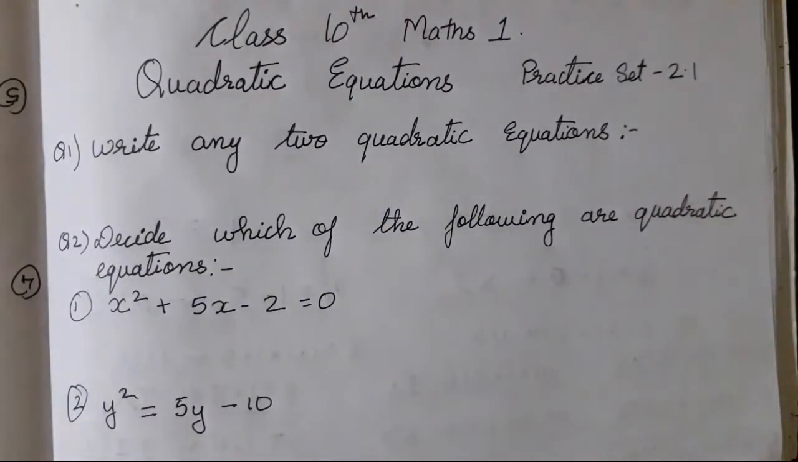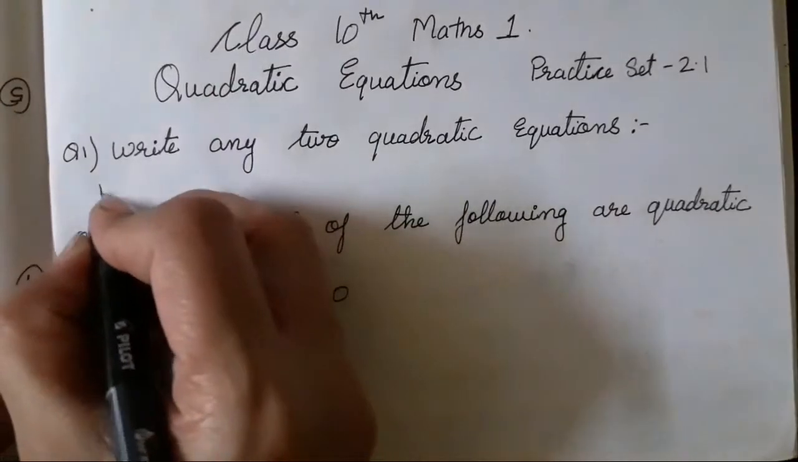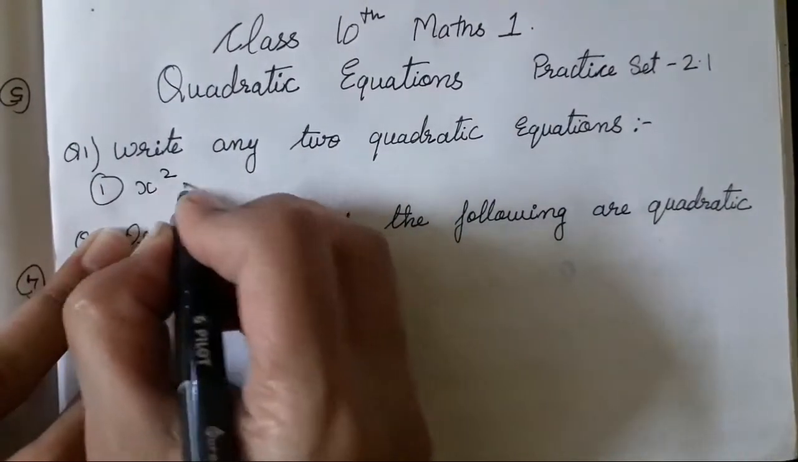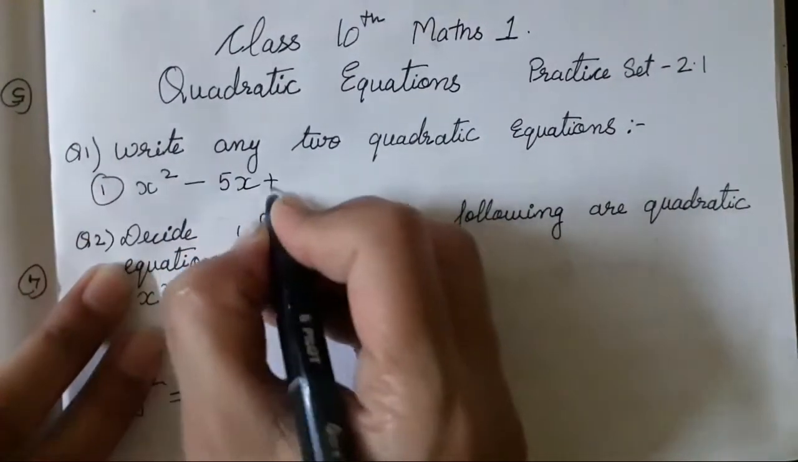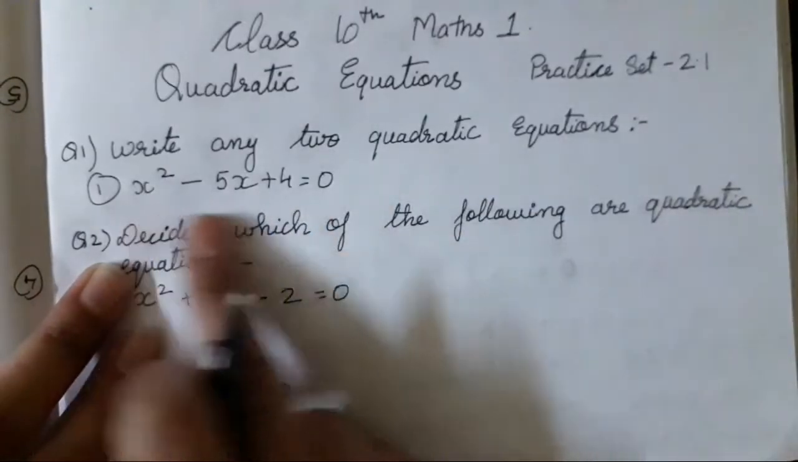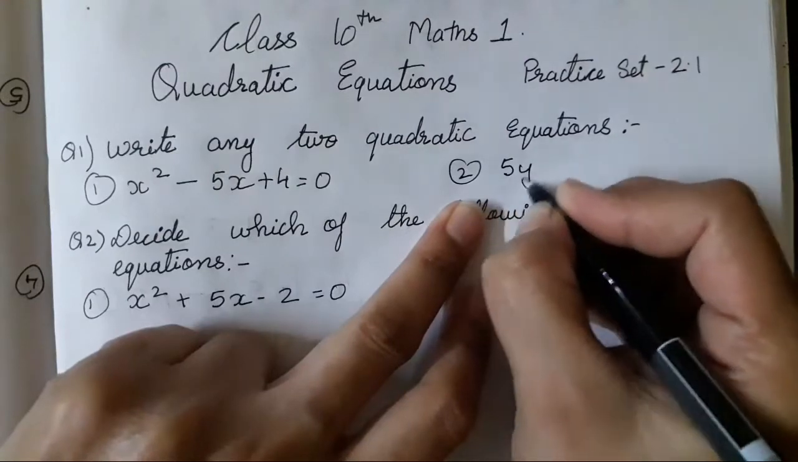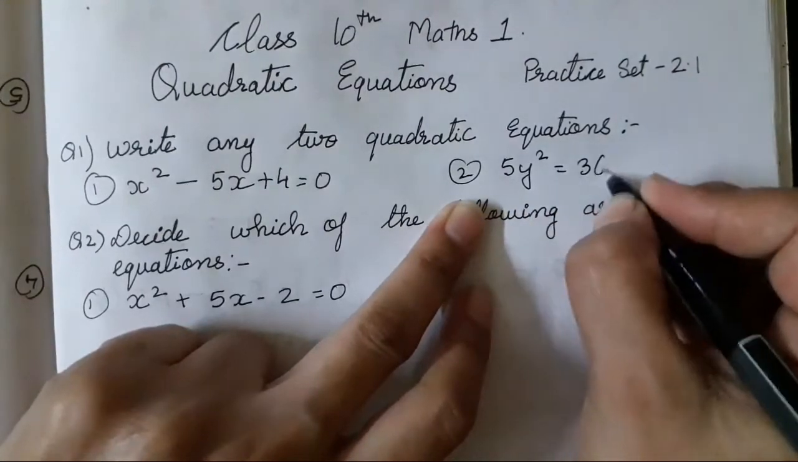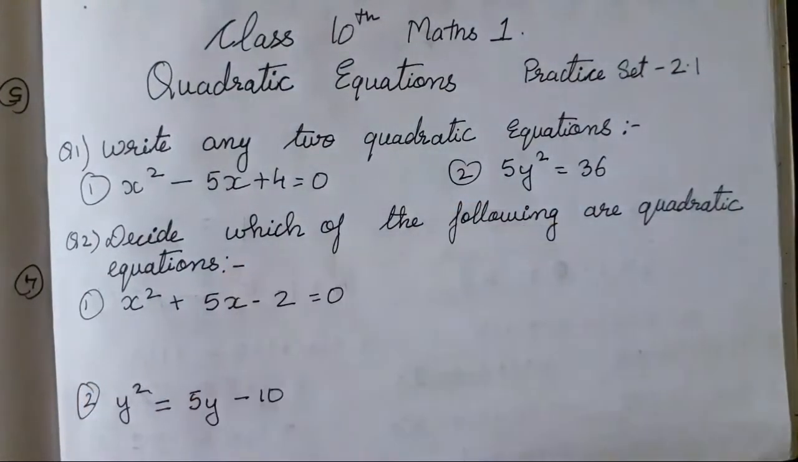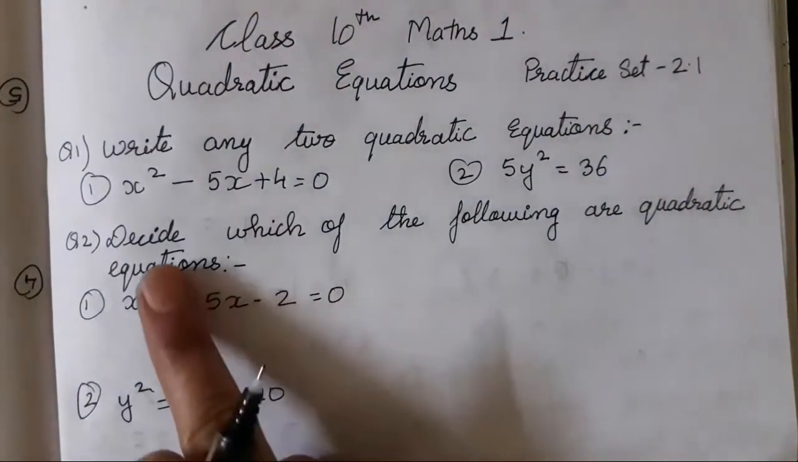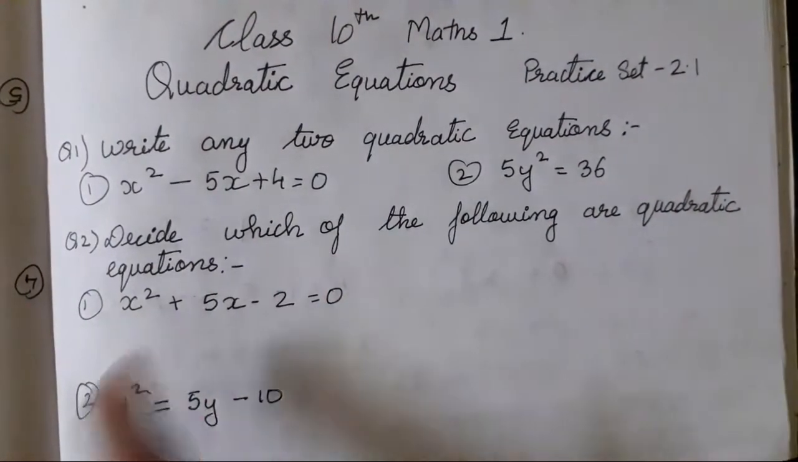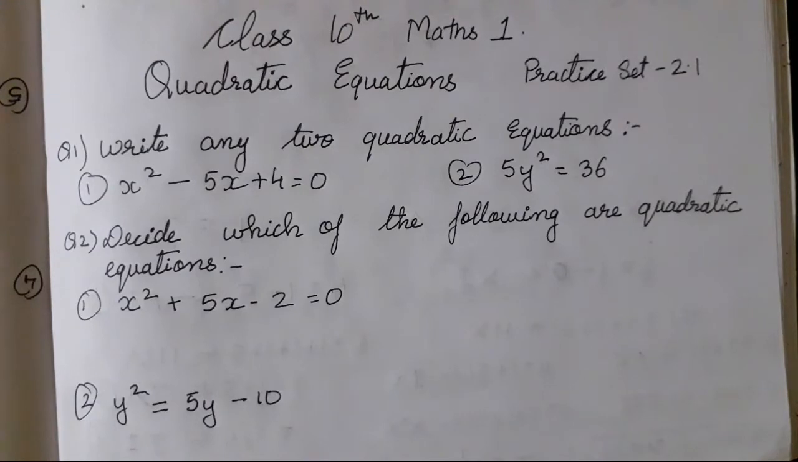Okay, so we have to write any quadratic equation that comes to your mind, that is x square minus 5x plus 4. You all can write any equation, children, there is no limit to it. 5y square is equal to 36. Only 2 has been asked, so I have written 2. The next question is, decide which of the following are quadratic equations. We have to find whether the given equation is quadratic or not.